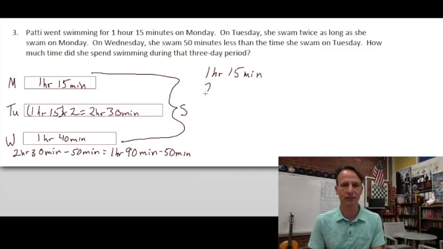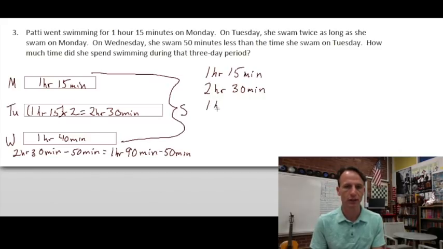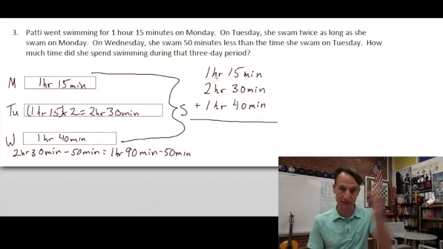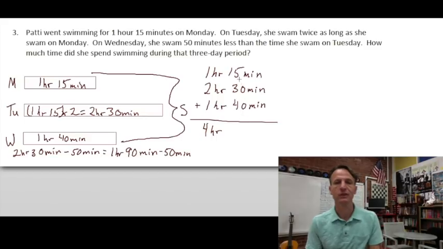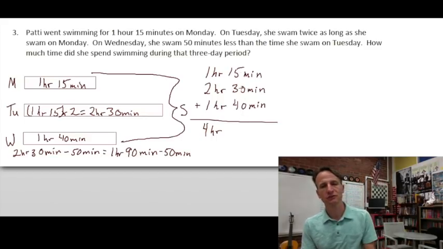So 1 hour, 15 minutes, 2 hours, 30 minutes, that's Tuesday's, which is double, and then 50 minutes less for Wednesday is 1 hour, 40 minutes. And we can just add these up column fashion and not worry about it. Just do the hours first. We got 1 and 2 and 1 is yippers, 4 hours. 15 and 30 are 45.